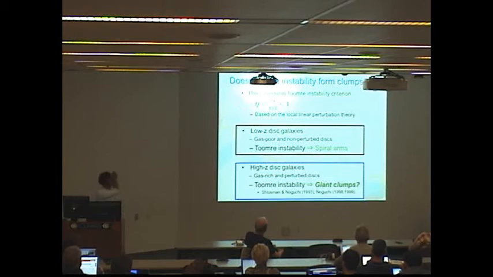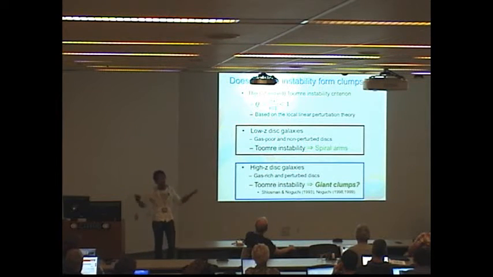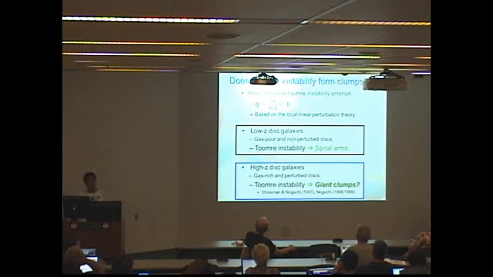Okay, so then my topic is: does Toomre instability form clumps? The Toomre parameter Q can be defined like this. Sigma is the velocity dispersion and internal pressure, and kappa is the shear motion. Internal pressure and shear work as support against gravity, while sigma, the density, represents gravitational contraction. And if Q is less than 1, the local region is supposed to be unstable and start to collapse.